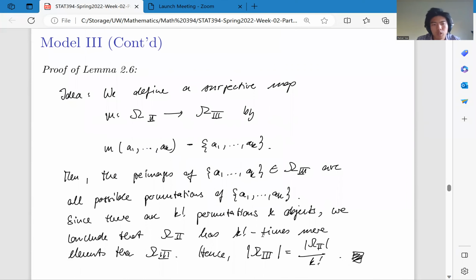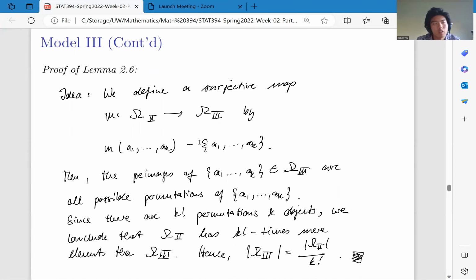The strict proof is by using a surjection function. First we define a surjection, or surjective function, where the domain is the sample space of Model 2, and the codomain, or we say the range, the output domain, is the sample space of Model 3. Previously the Model 2 sample space consisted of tuples, or lists, from A1 to Ak. And here it is just a subset.